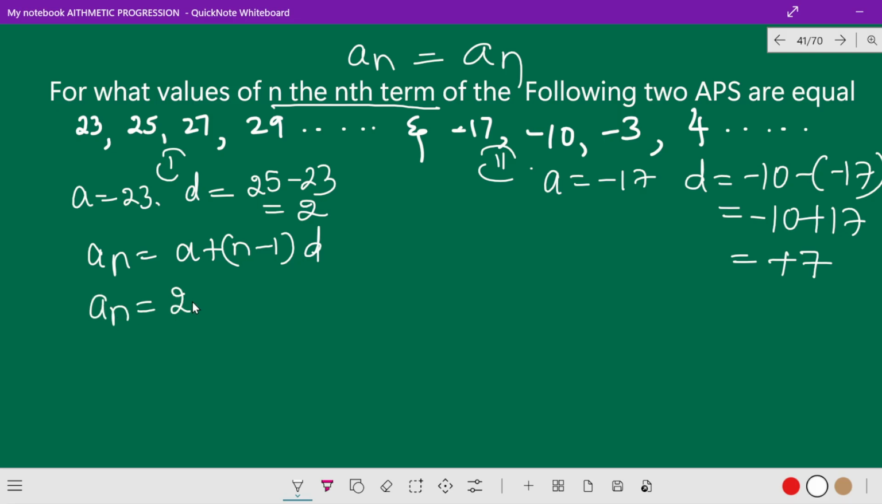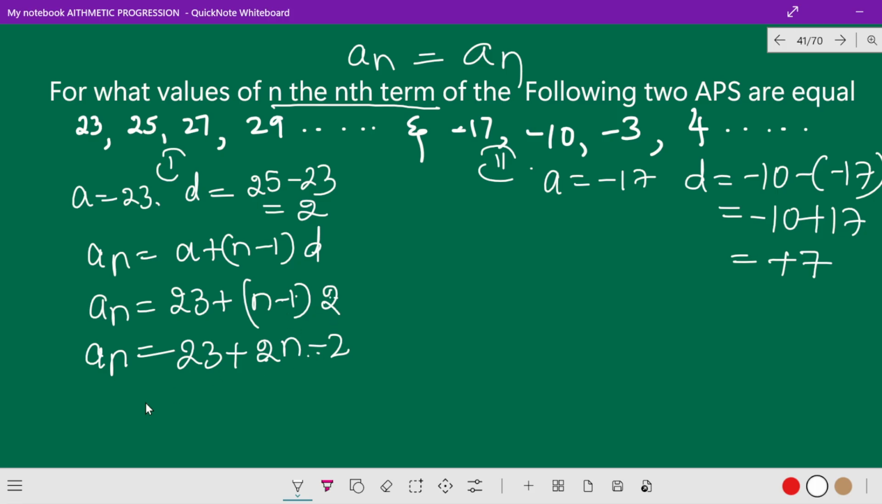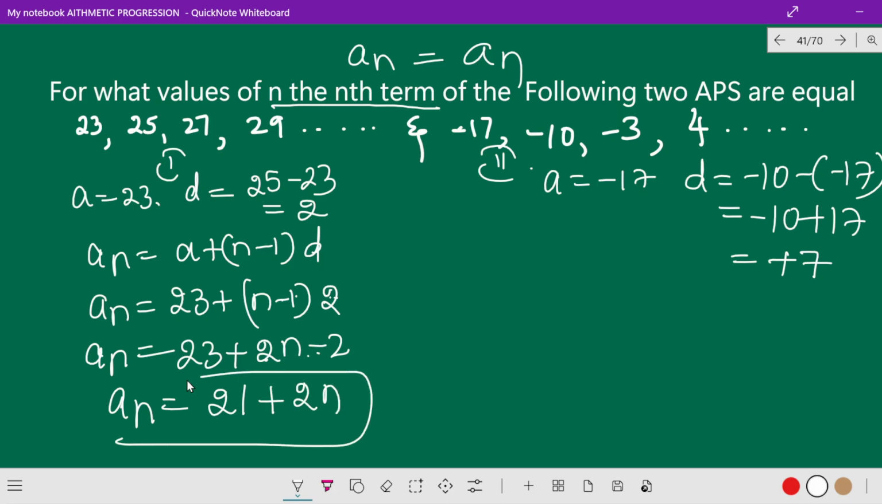AN is equal to 23 plus (n minus 1) into 2. Now you take this. AN is equal to 23 plus 2n minus 2. 2 into n is 2n, 2 ones are 2, plus into minus is minus. So AN is equal to 23 minus 2, which is 21, plus 2n. So this is one equation.